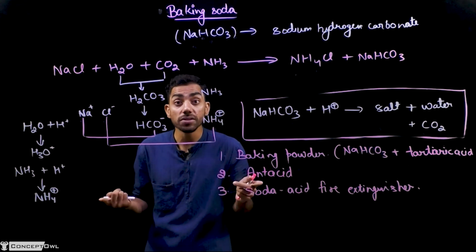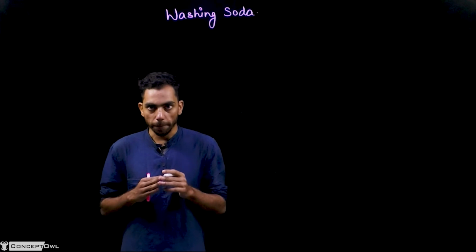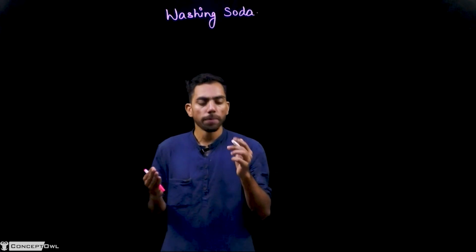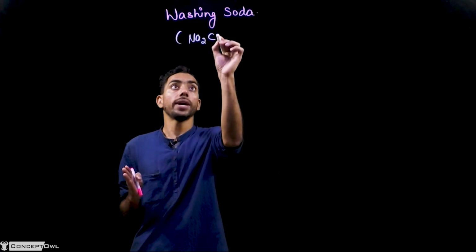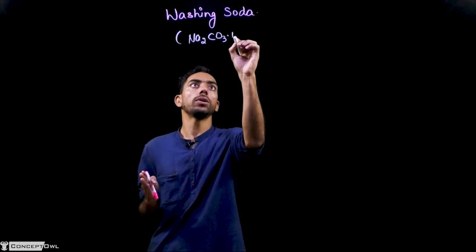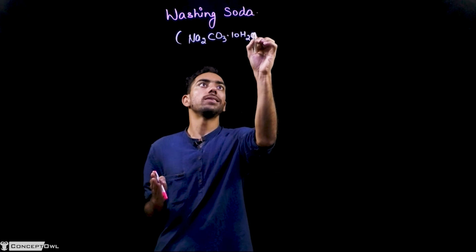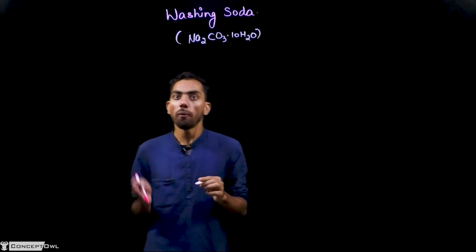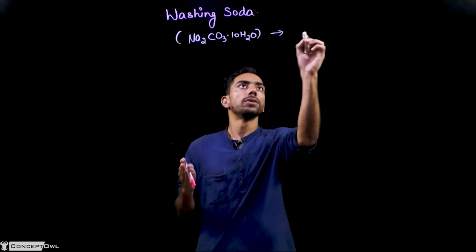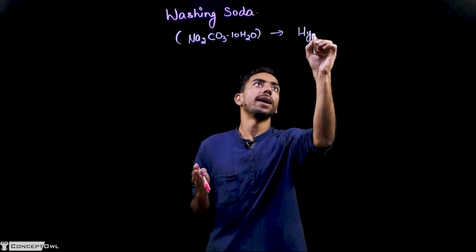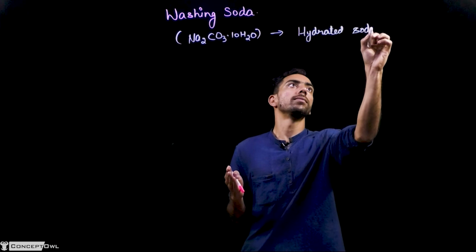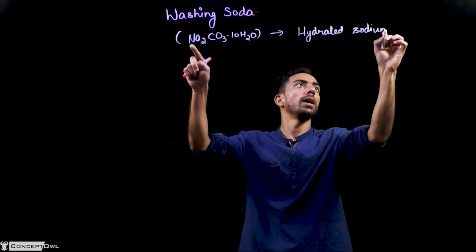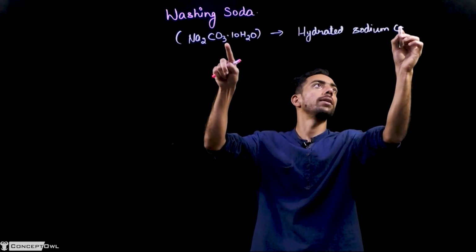So many uses. Now coming to washing soda. So what is washing soda? Na2CO3.10H2O. This is known as washing soda. What is the name of this compound? Hydrated sodium. This is sodium and carbonate.